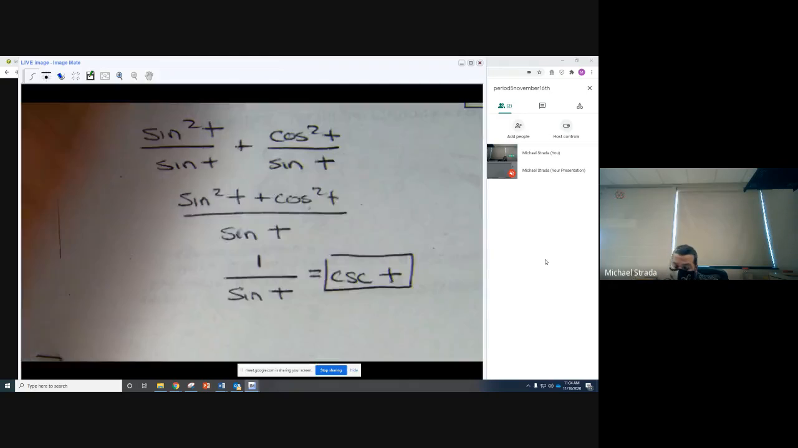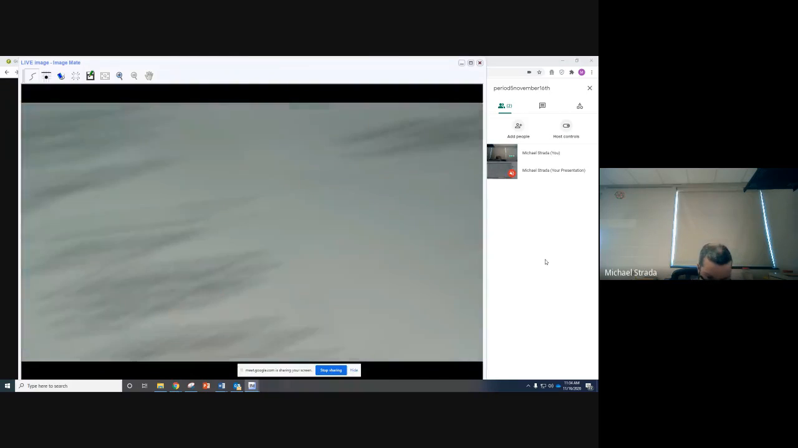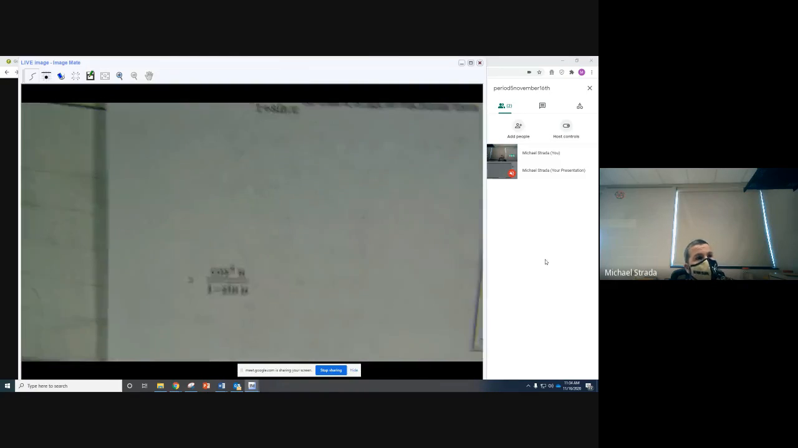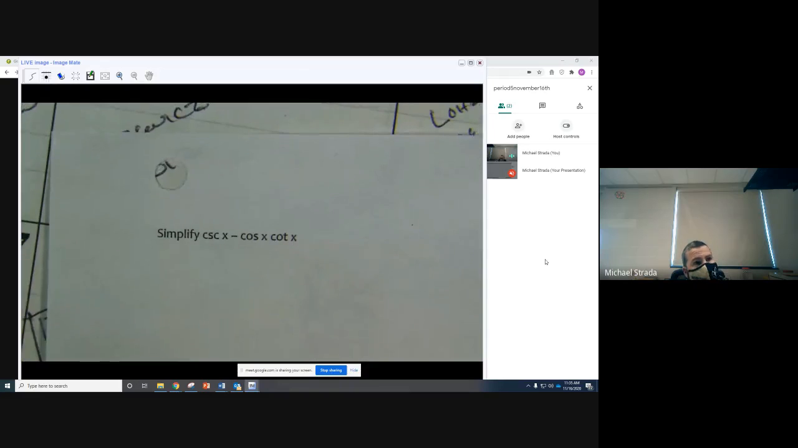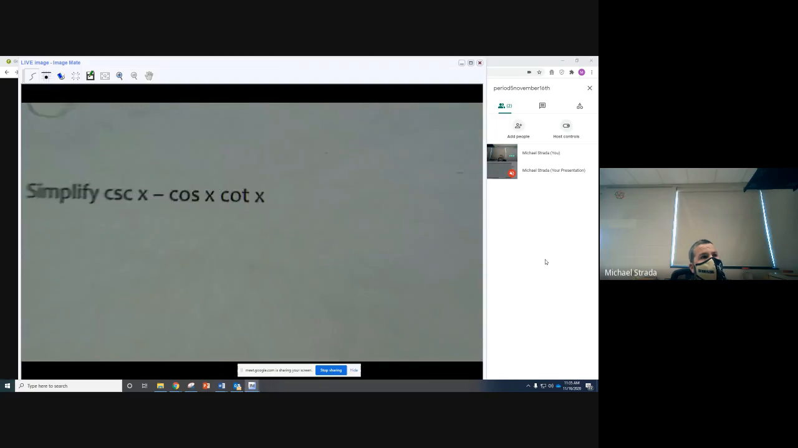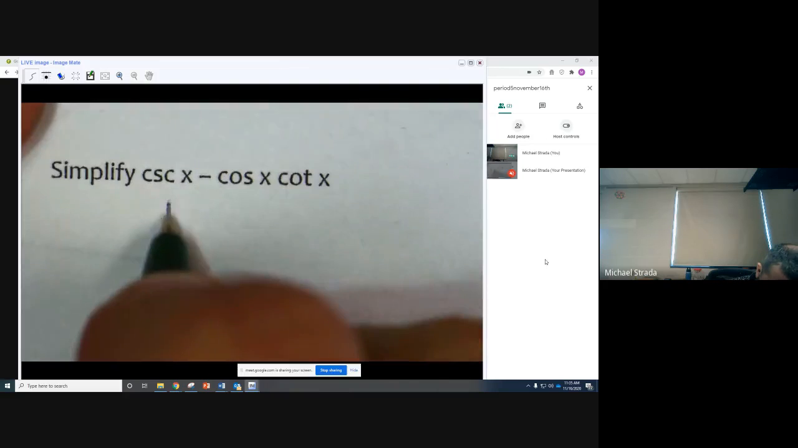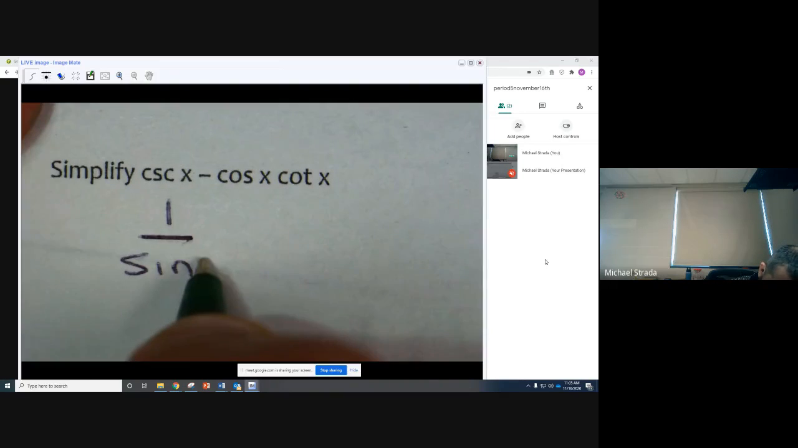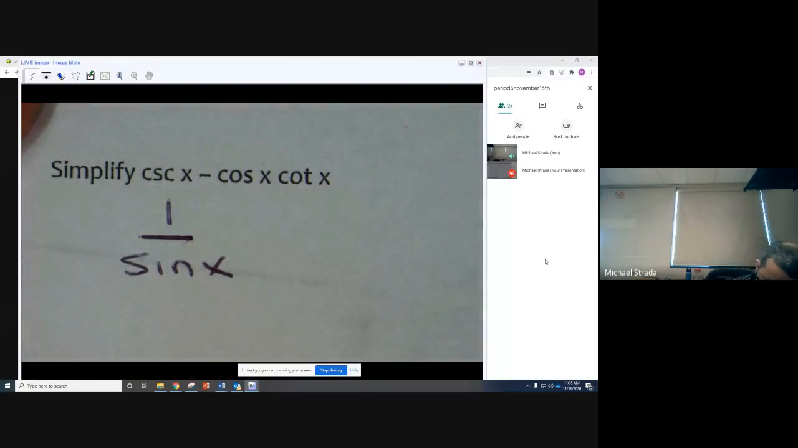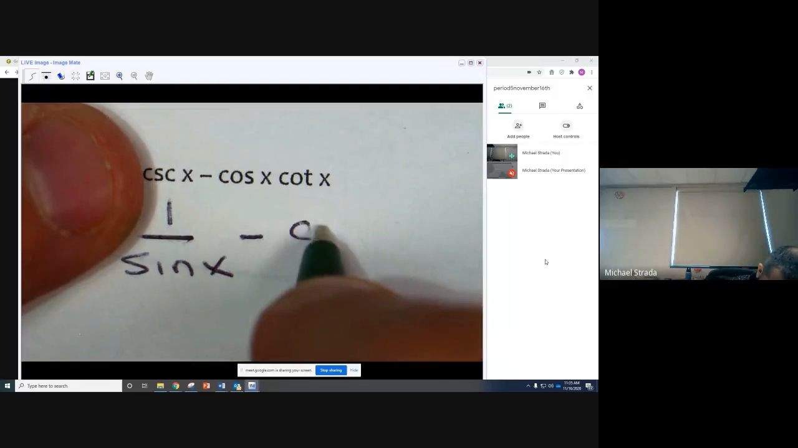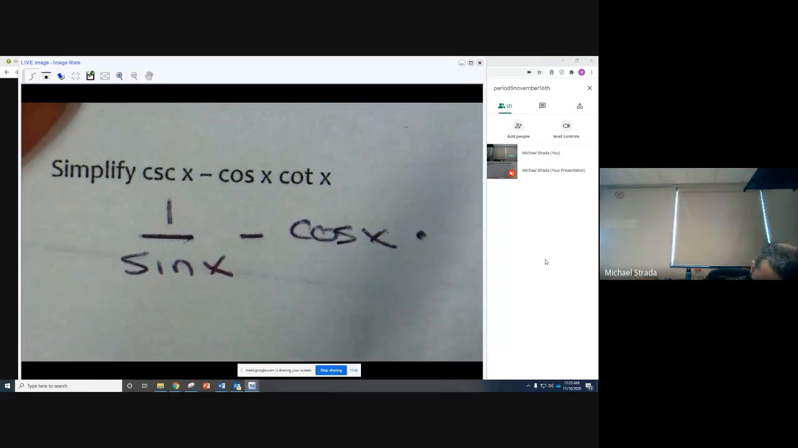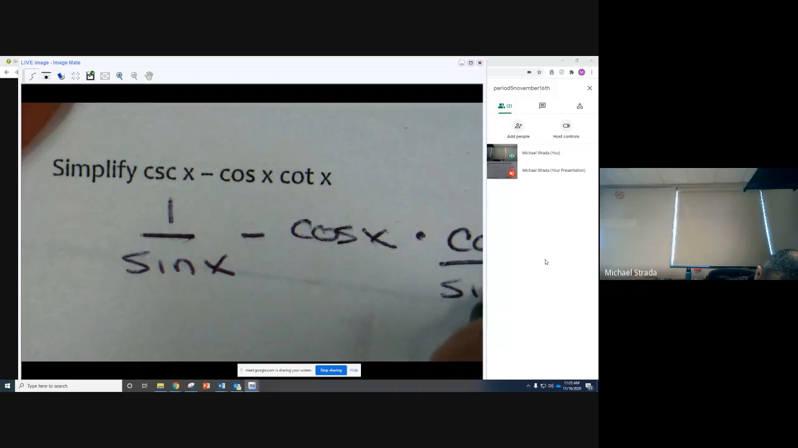Good? Flip it on the back. Simplify cosecant x minus cosine x cotangent x. Cosecant x is the same thing as what? 1 over sine x. Anything wrong with the cosine of x? Absolutely not. Cotangent x would be cosine x over sine x.